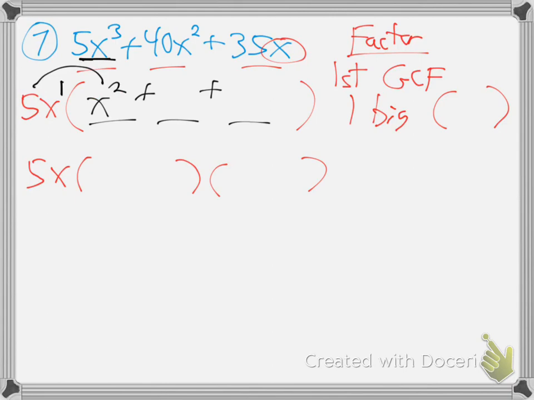And then what goes in the middle? 5x times what will go back to 40x squared? 8x. Yeah, 5 times what is 40? 5 times 8. And then do we need an x? Yes, we do, because x to the 1 and x to the 1 will add to be x squared. We good there? It's all making sense? And then 5x times what will go back to 35x? 7.